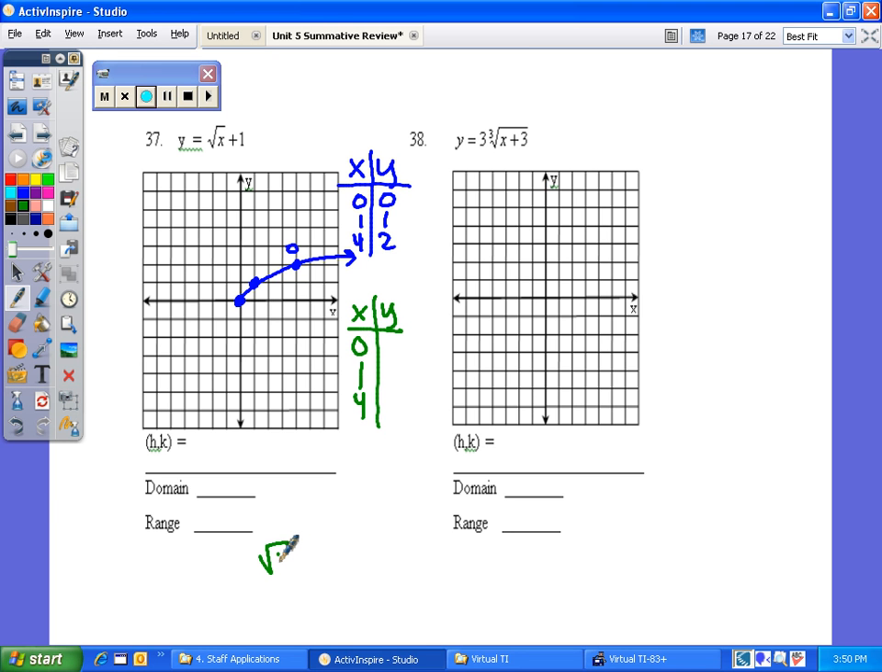So the first one would be the square root of 0 plus 1, which is 0 plus 1, which is 1. Next one would be the square root of 1 plus 1, which is 1 plus 1 equals 2. And the last one is the square root of 4 plus 1, which is 2 plus 1 is 3. So now we just plot these points.